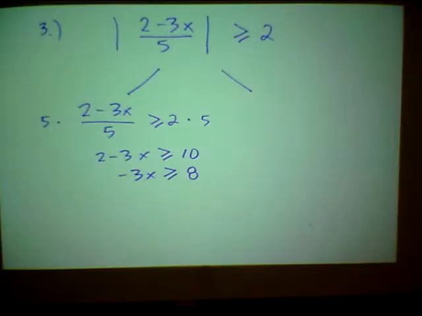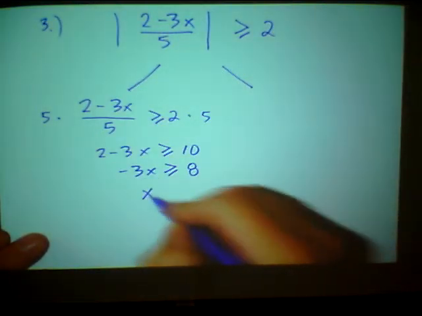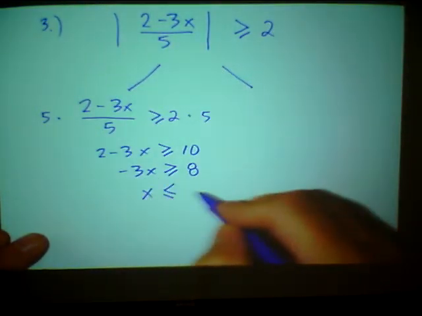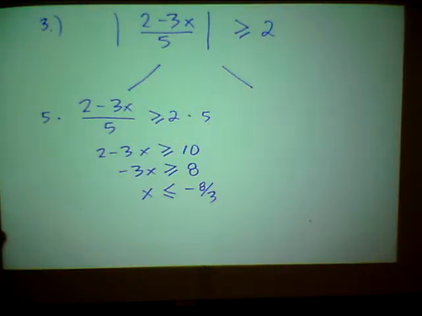And now to get x by itself, divide both sides by negative 3. Now remember, this is an inequality. I'm now dividing by a negative number. I can do it. I can divide by negative 3. But after I do it, I have to flip the inequality. So it now becomes x less than or equal to minus 8/3.